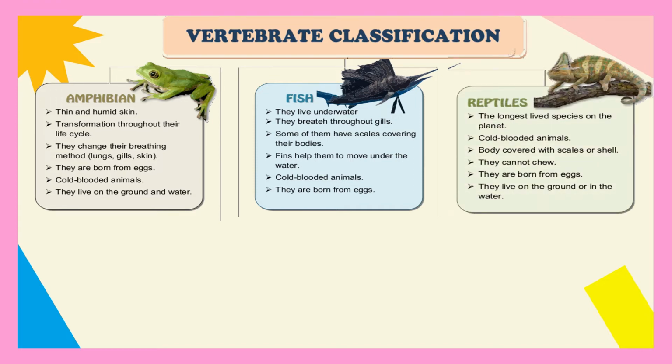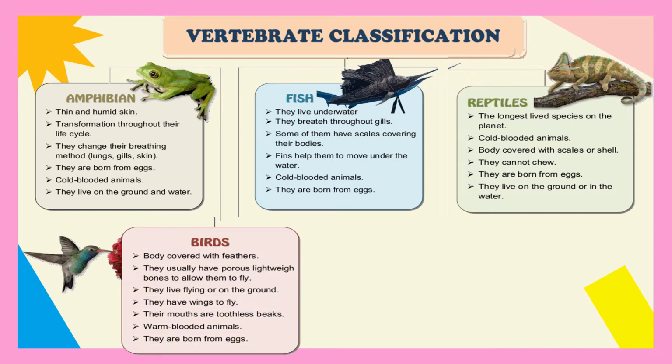Next is reptiles. Okay, under reptiles, the longest lived species on the planet. And we have cold-blooded animals. Body covered with scales or shell. And also, they cannot chew. They are born from eggs, and also they live on the ground or in the water.